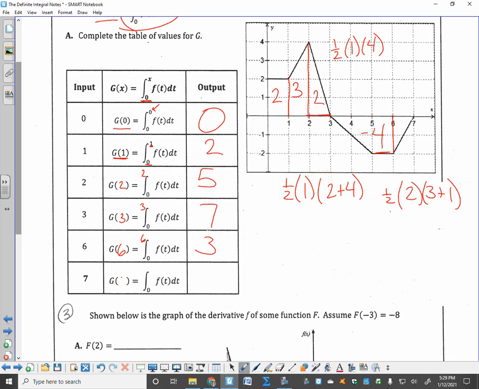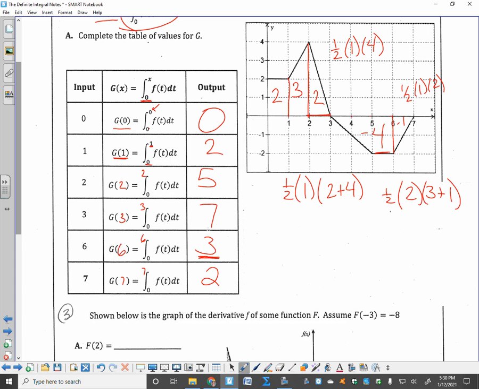Now I'm headed to 7. So that's a 1/2. 1 times 2, so that's a negative 1. So I've accumulated to a 3 so far. So if I add another negative 1 in there, that's going to bring me down to a 2. So this is an accumulation. I hope you guys see that.